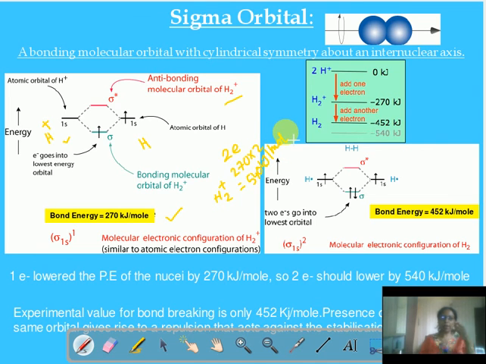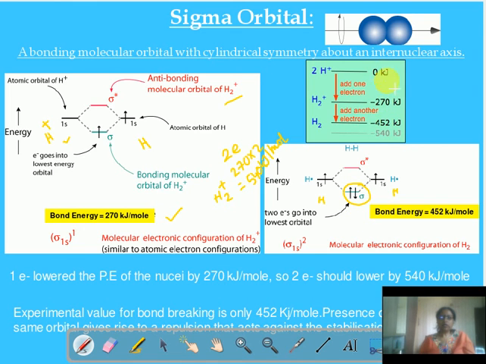So when we form the H2 molecule, there are two electrons present in the bonding orbital. One electron comes from each hydrogen, and in the bonding molecular orbital there are two electrons. So you can say that the stabilization should be 540 kilojoule per mole.